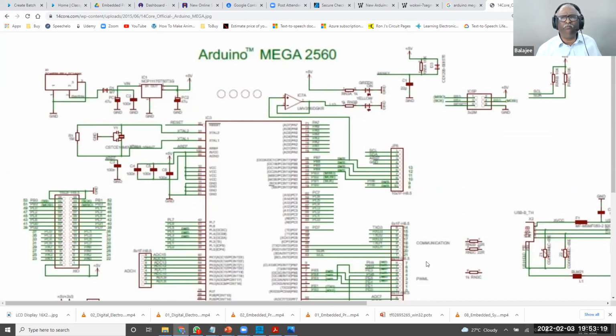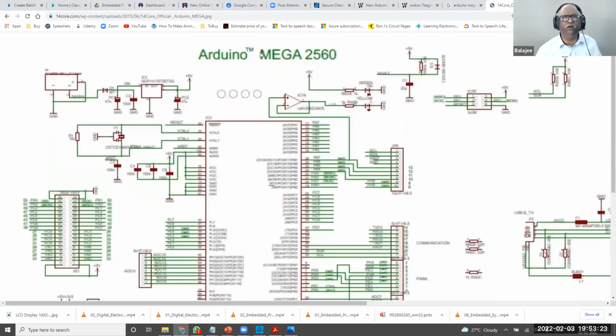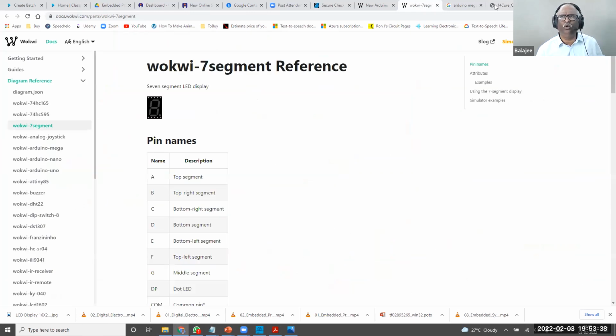Like that, they have connected port F. This is called a circuit diagram. They used the chip 2560 and made a circuit diagram. This is called the schematic. Now what happened? Using the schematic, they made a board. I'll show you that also.